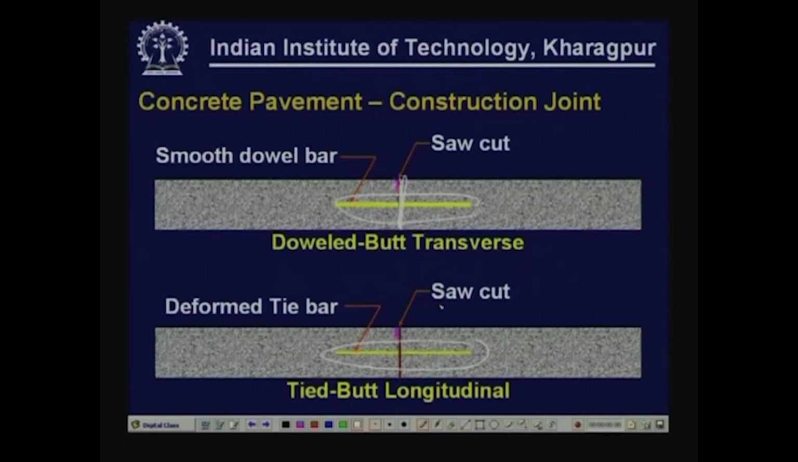You can also have a construction joint in the transverse direction and also in the longitudinal direction. When you have a transverse direction, normally we try to provide dowel bars to connect this to the next slab. In the longitudinal direction, load transfer is not such an important consideration. So, we normally provide tie bars to connect these two slabs in the longitudinal direction.